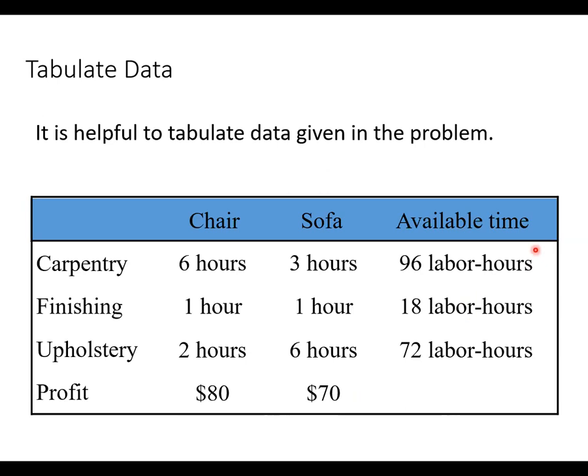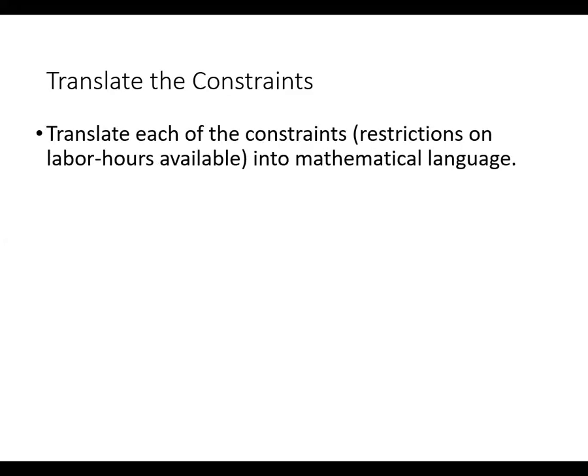The available time we have for carpentry is 96 hours. Finishing is 18 hours, and upholstery is 72 hours of labor. These are all the times we can maximize for here. So we have three constraints: a carpentry constraint, a finishing constraint, and an upholstery constraint. We're going to translate them to mathematical language.